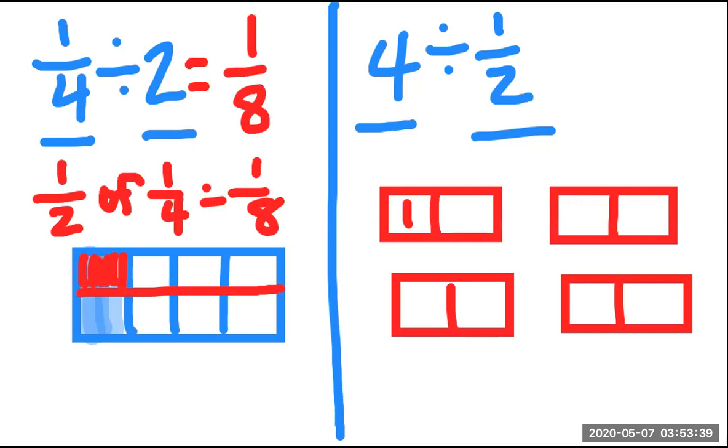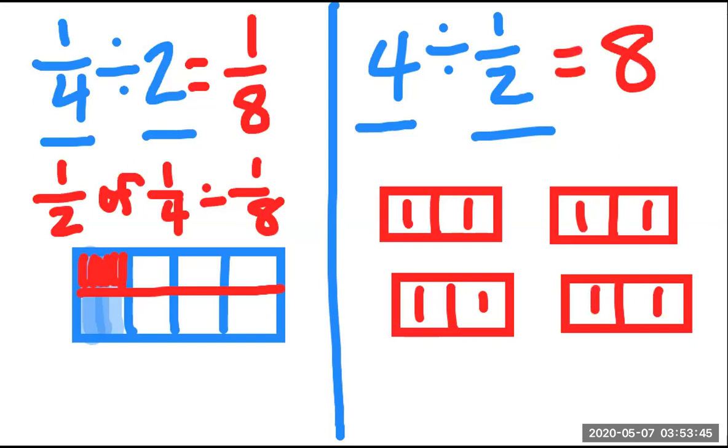So 1, 2, 3, 4, 5, 6, 7, 8. There are 8 1/2s in 4. And really what we just did is we did 4 times 2 is equal to 8.